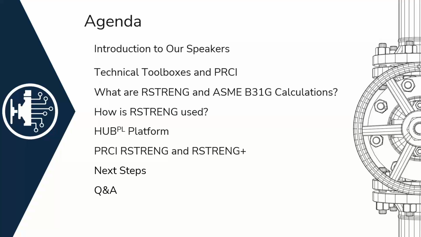We're going to be moving on to then examining RSTRENG as a technical concept, looking at what is RSTRENG, how do ASME B31G calculations work, and then moving on to how is RSTRENG used, looking at some of the use cases and benefits it can bring for your organizations and engineering teams. Then we're going to be briefly talking about the Pipeline Hub software platform, which is where the PRCI RSTRENG software is hosted. And then we'll be moving on to doing a more in-depth demo of the software.